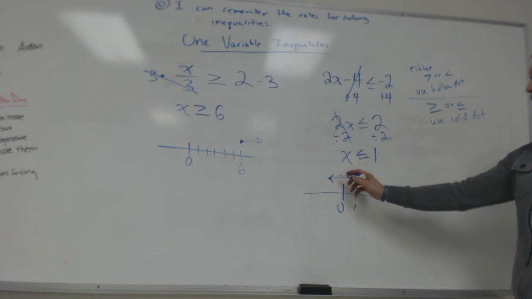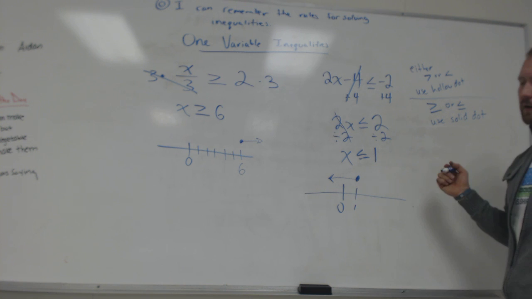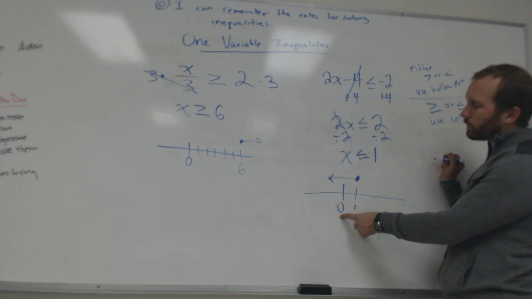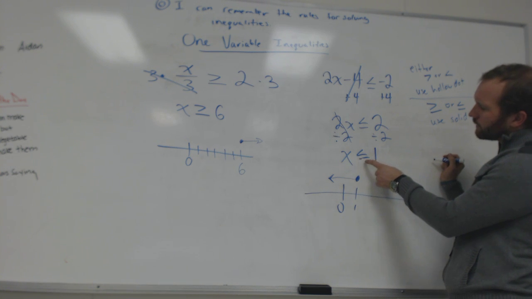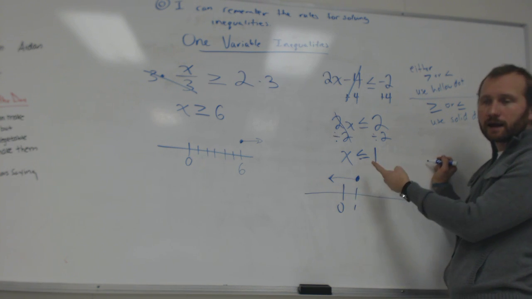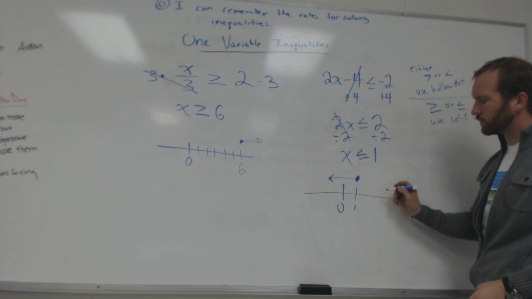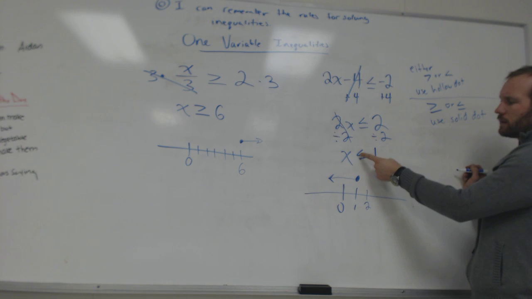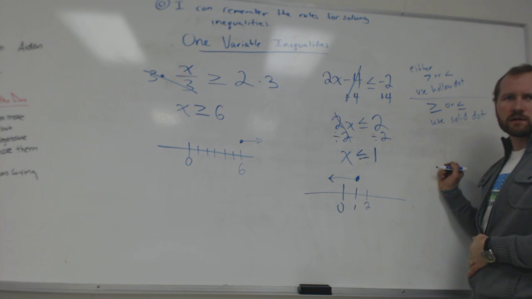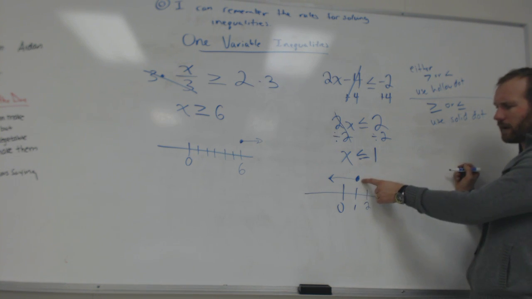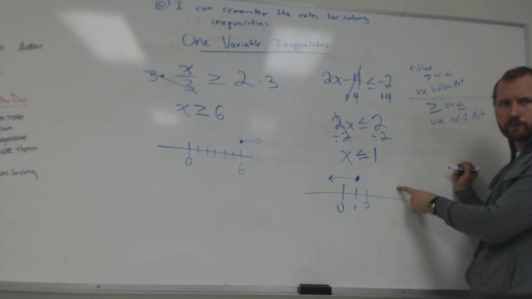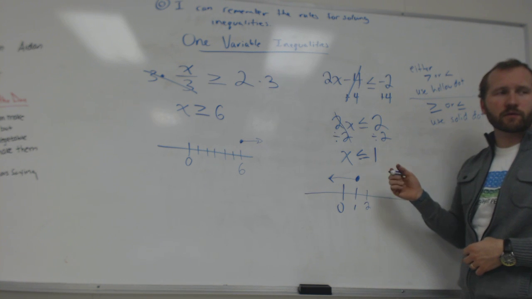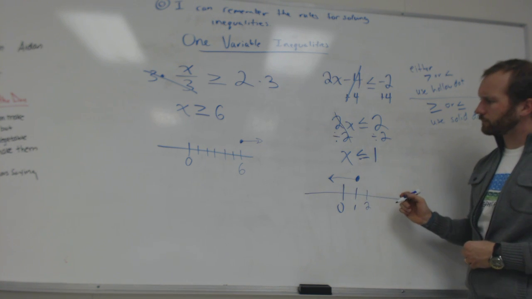Yeah, it's easy to get confused on this part. So if you're not sure, just look at your number line and go, okay, this number here is 0. Is 0 less than or equal to 1? Yeah. So I want my arrow to go in that direction. This number over here is 2. Is 2 less than or equal to 1? No. So I don't want my arrow to go over towards 2. So you can kind of check to see if the points work. And that will help you figure out which direction to draw your arrow.